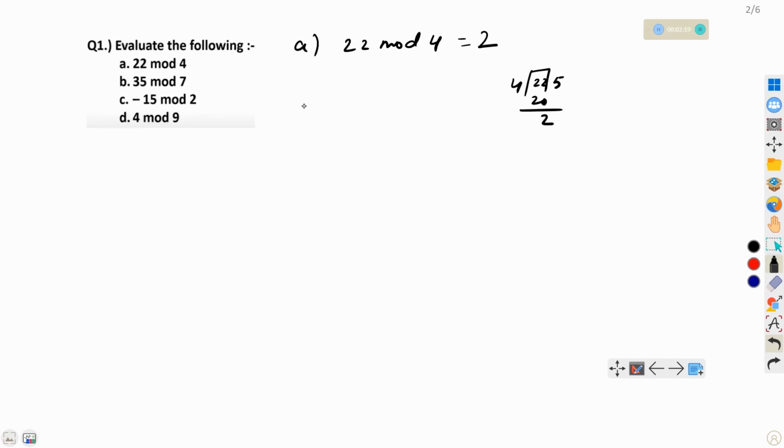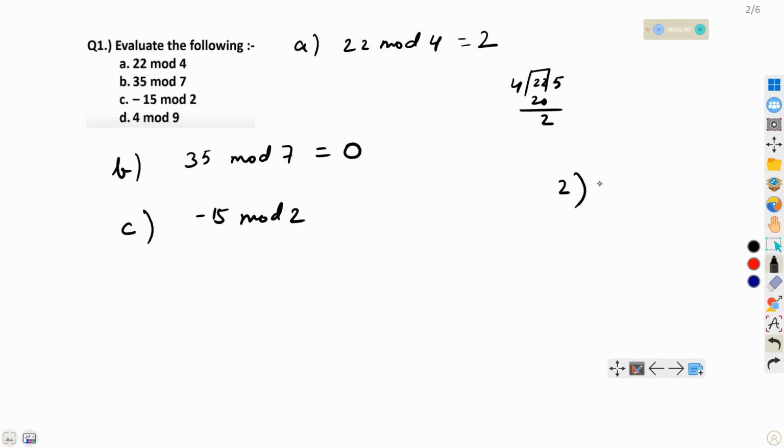Nice. Next we have 35 mod 7. So you know that 7 completely divides 35. So the remainder will be 0. So 35 mod 7 is 0. Next we have minus 15 mod 2. Now this one will do.